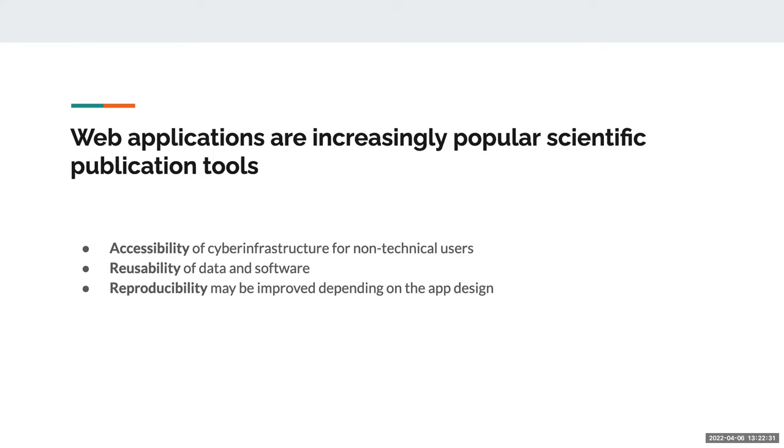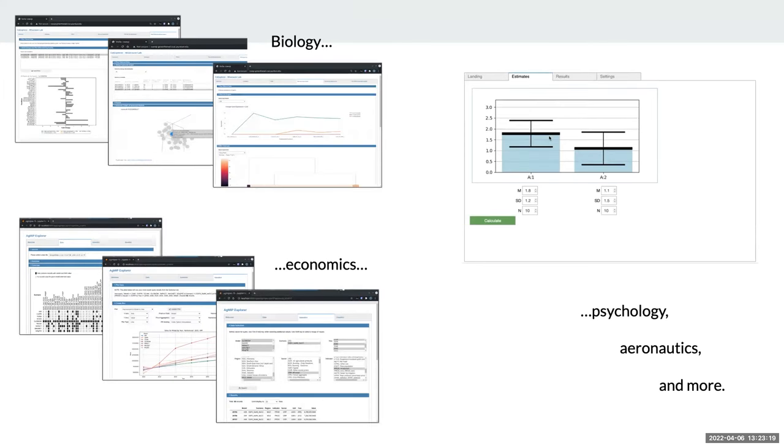So the motivation for this kind of work in our group is that it's become more popular. We're getting more requests for it, and it's being seen as a more legitimate type of publication tool. And it can probably improve the accessibility of things like data or HPC resources and other components of cyber infrastructure, particularly if it's deployed on a gateway. We can improve reusability of data or software, and maybe reproducibility if that was taken into account when we started to design the app.